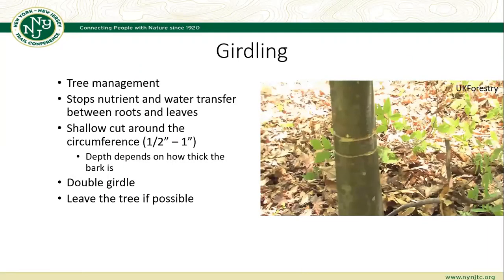Okay, so the next thing you could do is girdle the tree. This is going to be primarily for tree management. What that girdling does is it stops the transfer of nutrients and water between the roots and the leaves. So what you're going to want to do is make a shallow cut around the circumference of the tree. You don't want to leave any gaps. You want to make sure that that circle is complete. The depth of your cut is going to depend on how thick the bark is on the tree that you're managing.